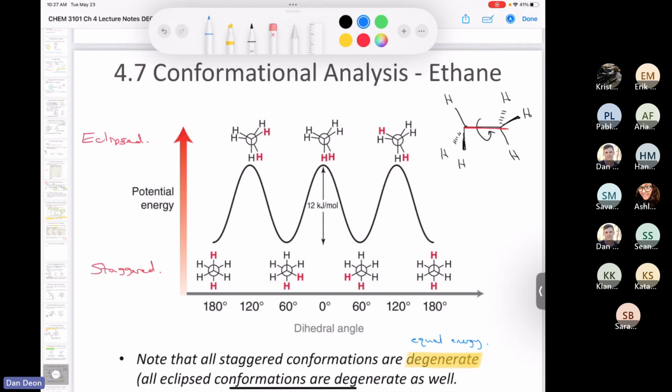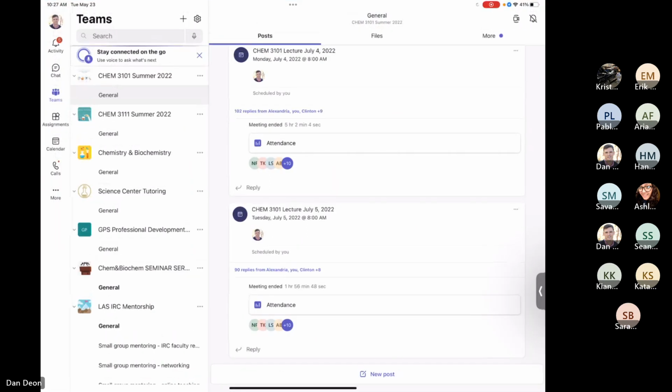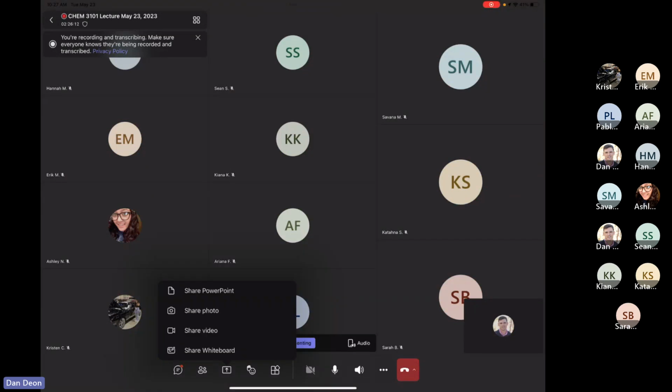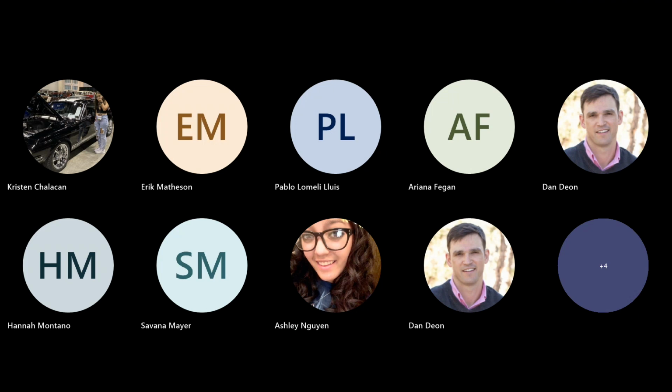So what I'm going to do now is try to switch over to my camera. Just bear with me here for a second, and I'll share a video. Let's see if this will work. All right. Hopefully you can see my model.